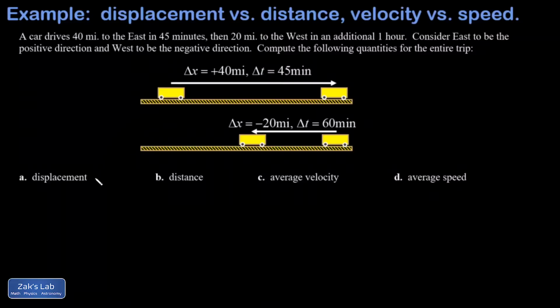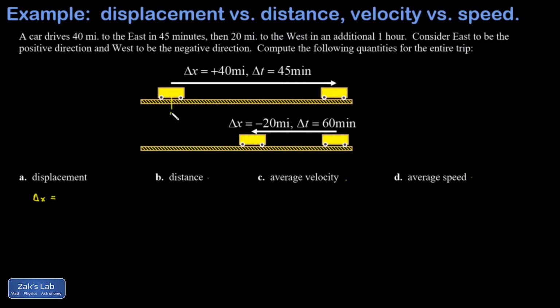In this video, we're comparing displacement and distance, average velocity, and average speed for this simple motion. So we have a car that moves 40 miles to the eastward direction. So I showed that to the right, and that took 45 minutes. The car then turns around and moves 20 miles in the westward direction, or to the left, and that took 60 minutes. Now I want the total displacement for the car, and that's the final position minus the initial position.